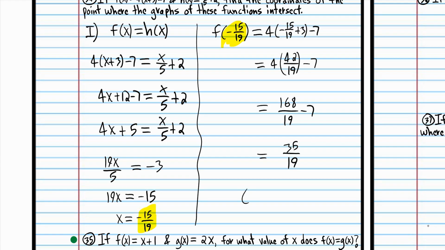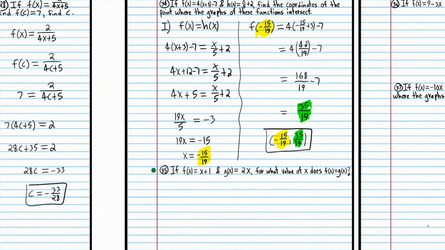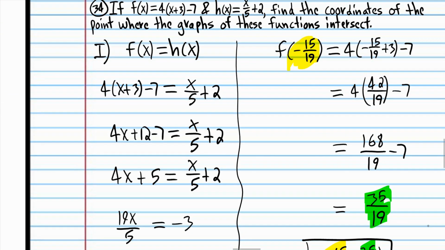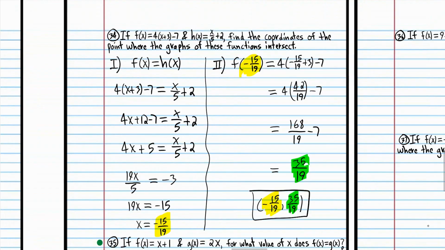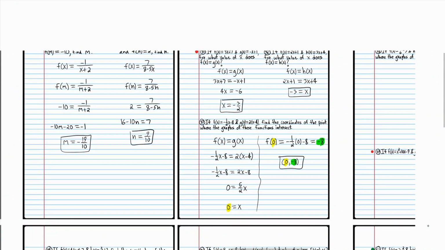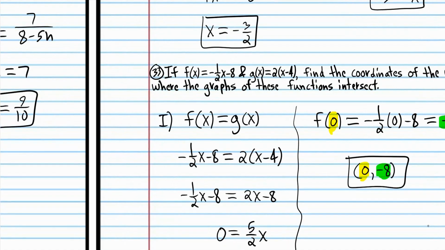So let's write the coordinates of the point of intersection. So we have negative 15 over 19, comma 35 over 19. And I got that number from there and that number from there. So again, sorry, those numbers turned out to be kind of big. Now that was the second step. You don't have to write steps, but that was the second step of the problem. So let's write first step for the previous problem and second step.